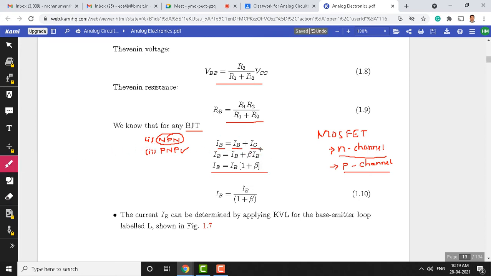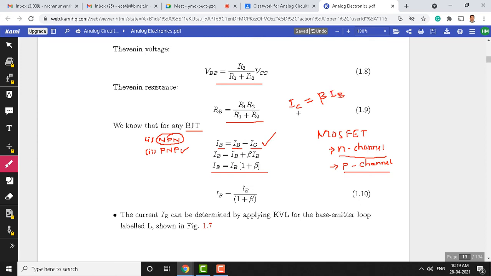For both the transistors, this equation is valid. Now we know that IC is equal to beta times IB, right? This is a very popular equation. The collector current in a common emitter configuration is equal to beta times the base current. Now we can substitute this here in place of IC.